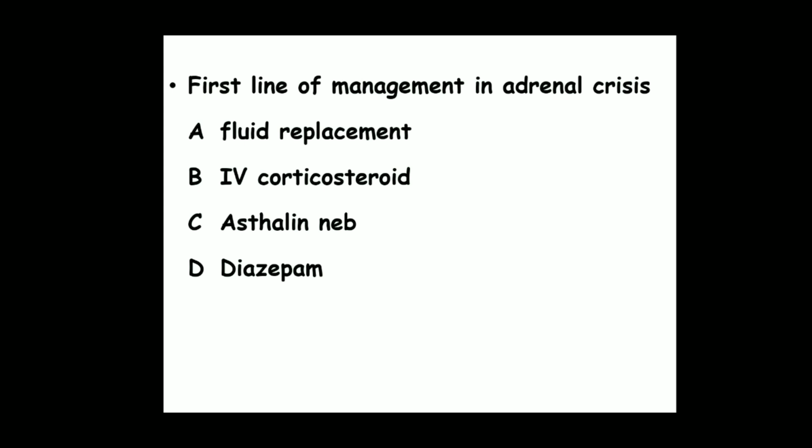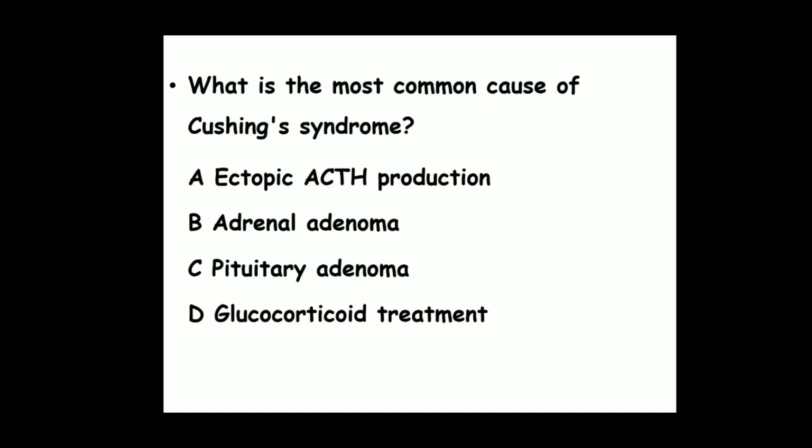What's the first line of management in adrenal crisis? Whether it's fluid replacement, IV corticosteroids, Asthalin nebulization, or diazepam. It is IV corticosteroids. IV corticosteroids is the first line of management in adrenal crisis. You don't have to think about it two times. They require fluid replacement. Even Asthalin nebulization will help to an extent to reduce potassium level, but IV corticosteroid is the first priority of management in adrenal crisis.